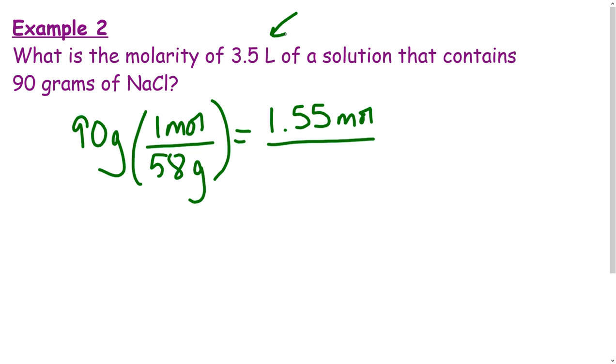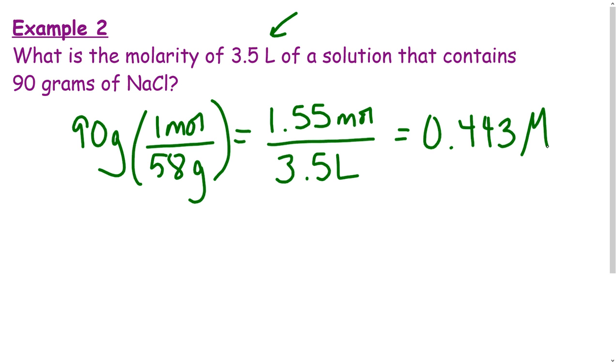This time, remember, our volume's 3.5 liters. Okay, divide. Again, be cognizant of your significant figures. 0.443. Okay, now again, look at your units. It's moles per liter, but since we're finishing the problem, we're going to convert that to the capital letter M, and then identify that it is sodium chloride.